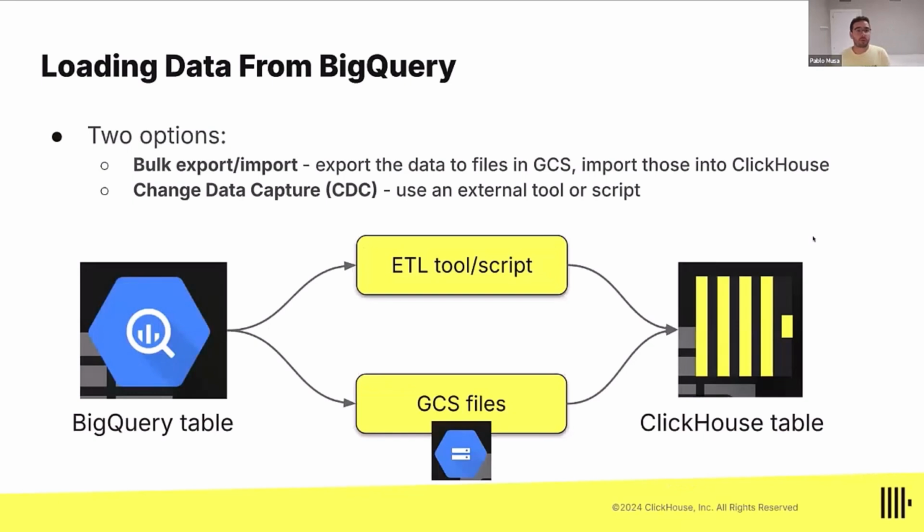So loading data from BigQuery. There are two options, right? The bulk export, which exports data to files in GCS and then imports those to ClickHouse. And the change data capture, which must use an external tool or script. So right now in ClickHouse Cloud, we don't have a built-in tool to read directly from BigQuery. You would need to do this two-step. All right.